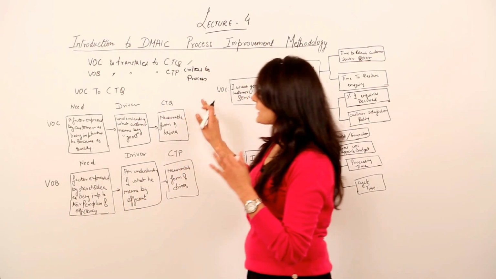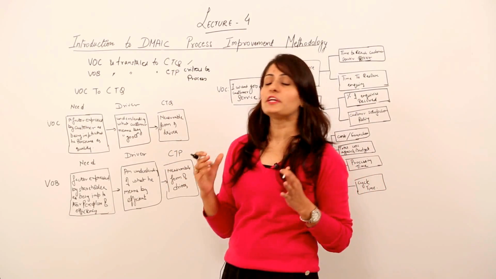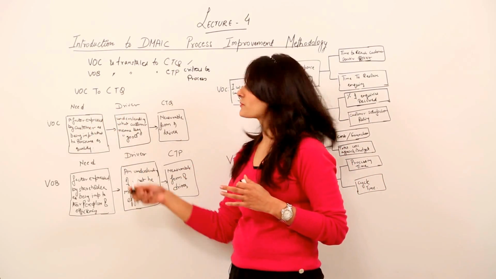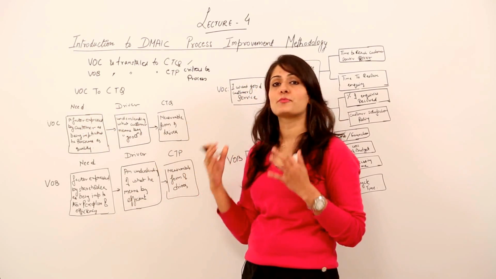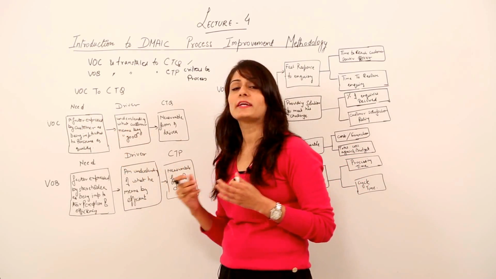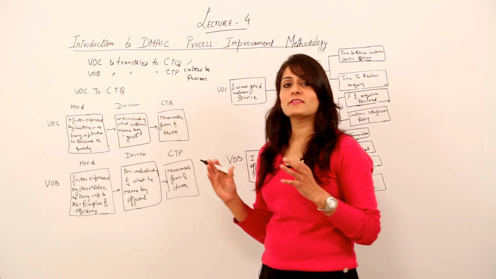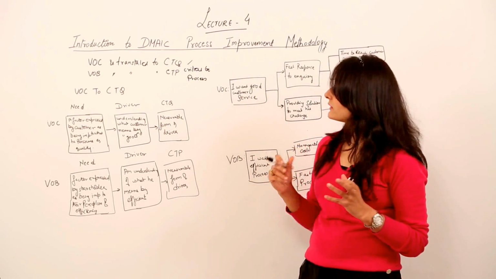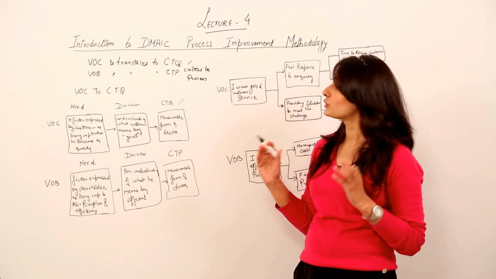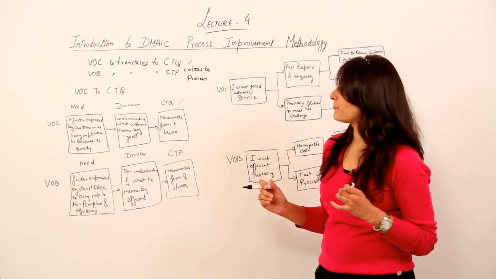Now, I would like to give you one example of VOC. In a VOC, the need is a factor expressed by the customer as being important to what he perceives as quality. Now, the driver is understanding what he means by good, and the CTQ statement should be a measurable form of this driver. Let me give you one example.